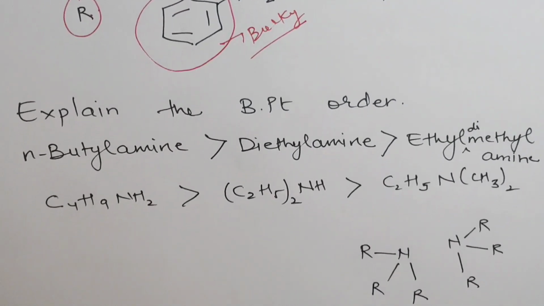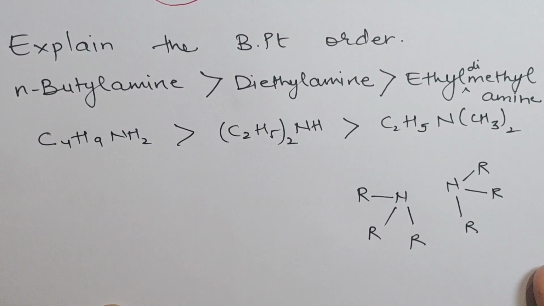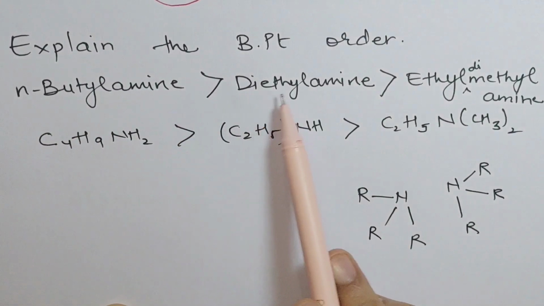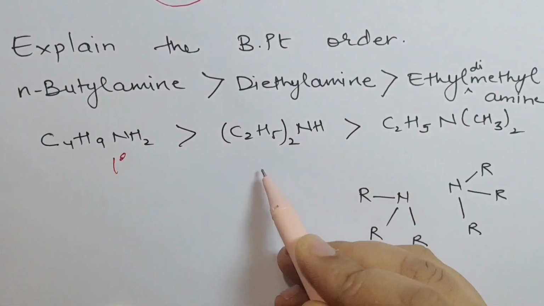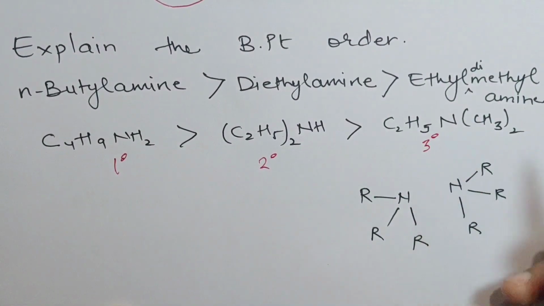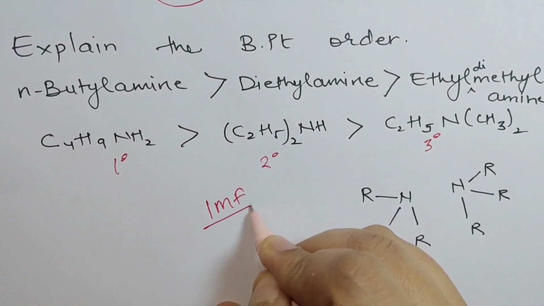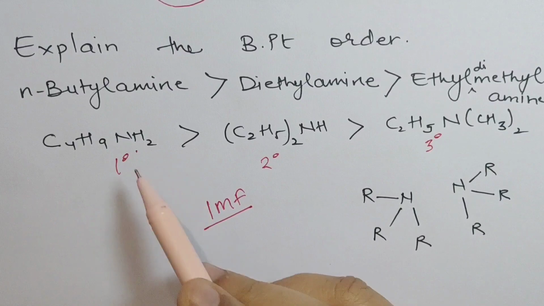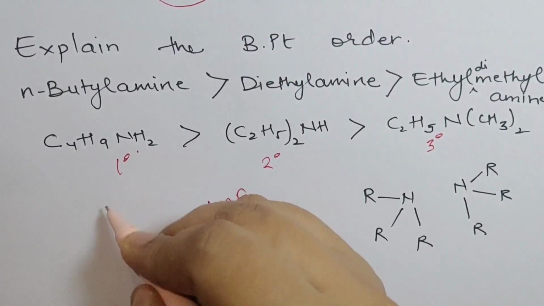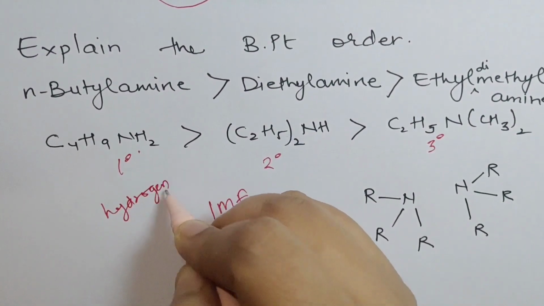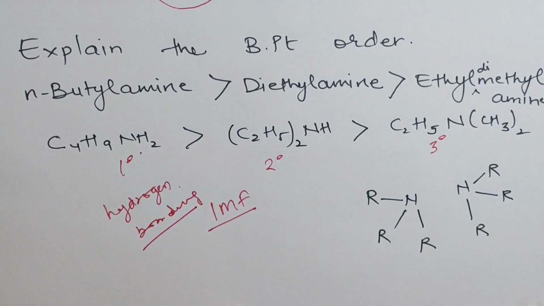Moving on to the next question. Explain the boiling point order of these. You have N-butylamine, diethylamine, and ethyl dimethylamine. So this is a primary amine, secondary amine, and tertiary amine. Here boiling point depends upon intermolecular forces. In case of primary amine, the intermolecular force between the amines would be hydrogen bonding, and hydrogen bonding we know is very, very strong.